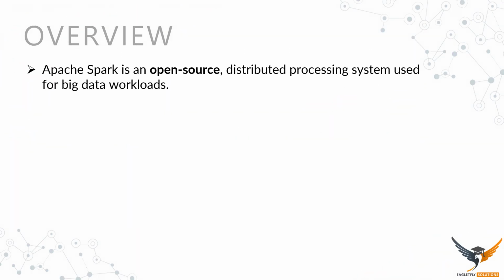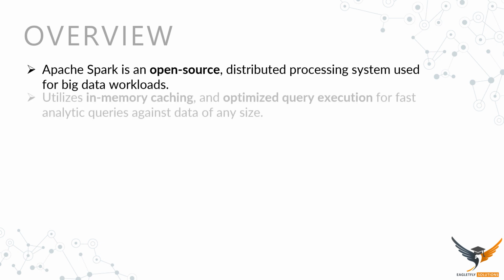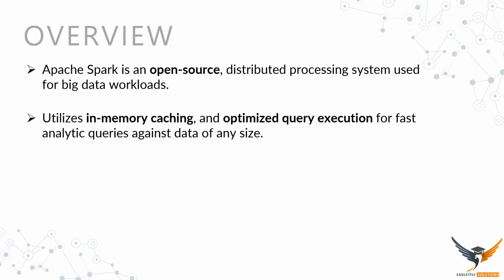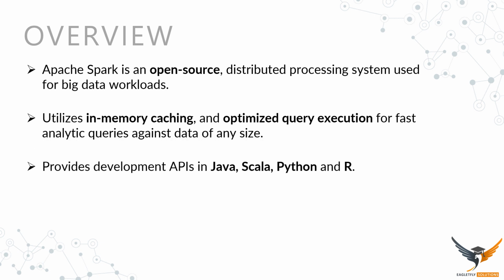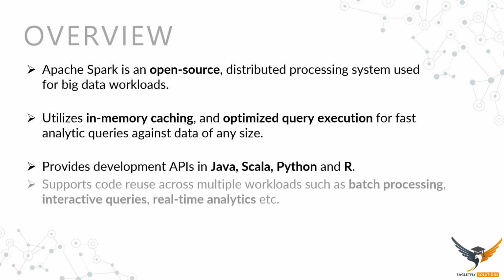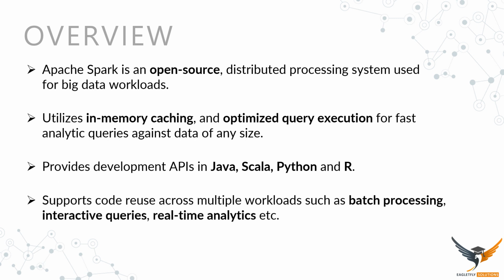Apache Spark is an open source distributed processing system used for big data workloads. It utilizes in-memory caching and optimized query execution for fast analytic queries against any data size. It provides development APIs in Java, Scala, Python and R, and it also supports code reuse across multiple workloads such as batch processing, interactive queries, and real-time analytics.